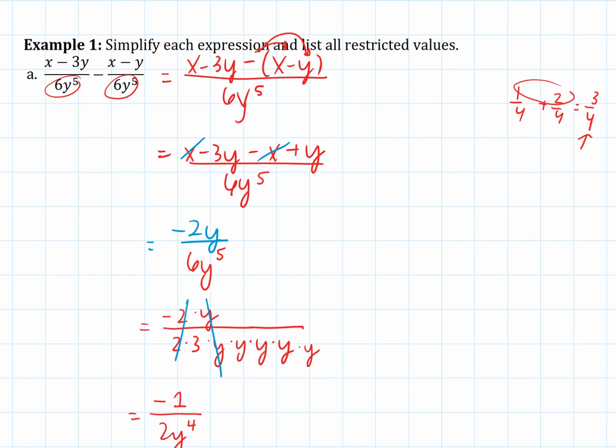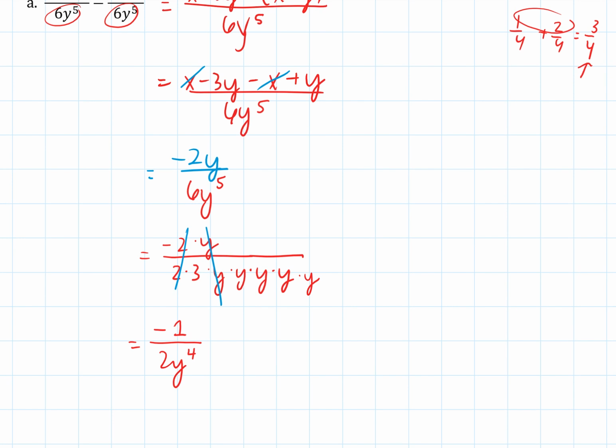I was asked to list the restricted values. These are the same thing as their discontinuities. So I'm going to look in the unsimplified version. The only thing that would make the denominator equal to 0 is if y were equal to 0. So the discontinuity is y equals 0, or y can't be equal to 0.